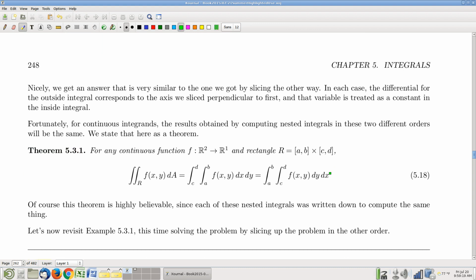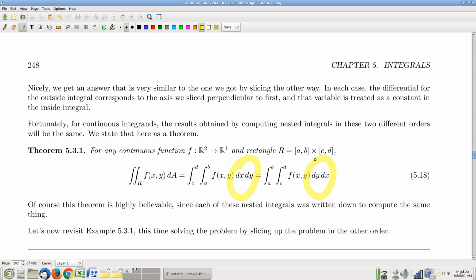Instead of having x on the outside and y on the inside, now we have y on the outside. Y goes from C to D. X on the inside. X goes from A to B. So sometimes people talk about this as switching the differentials. Note that the dx and the dy, it's like I just did this. I switched the order that I wrote down the differentials. Really, you're switching the order that you're doing the integrals.